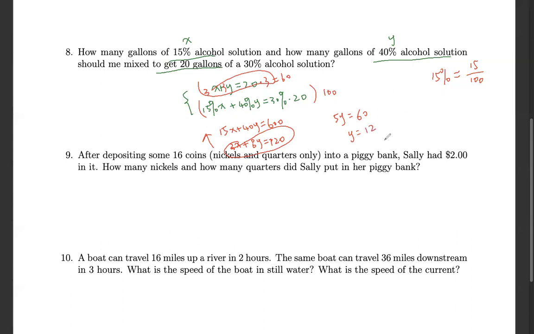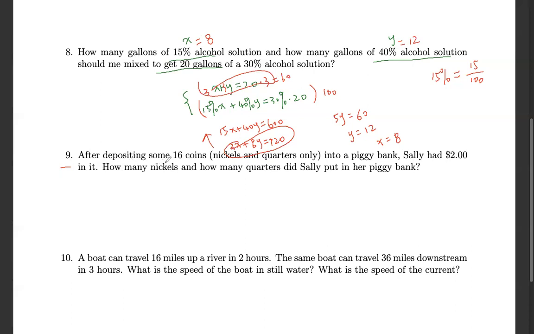x plus y equals 20. So x equals 20 minus 12, which is 8. So that means we need 8 gallons of 15% alcohol and 12 gallons of 40% alcohol to mix to get a 20 gallon, 30% alcohol solution. Okay, now let's see 9.